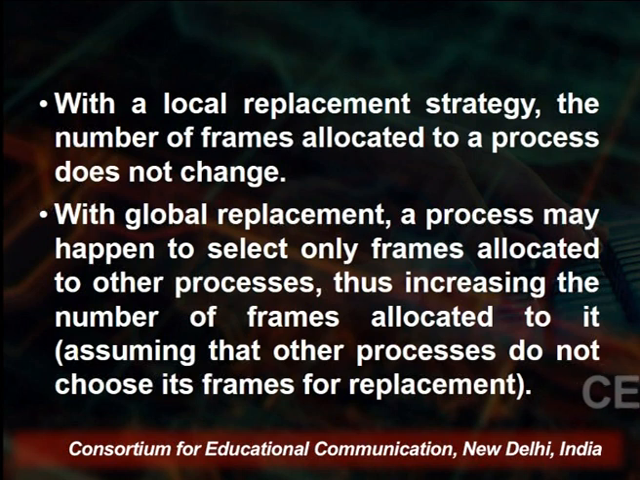So, here global replacement techniques can generate, we can say, an imbalance between the number of frames allocated to the other processes. So, for example, if a high priority process is selecting a victim from a low priority process, then what will happen? Every time a low priority process page is selected as a victim, that means the total number of frames allocated to that process is actually, we can say, shrinking. So that's the difference between these two strategies.